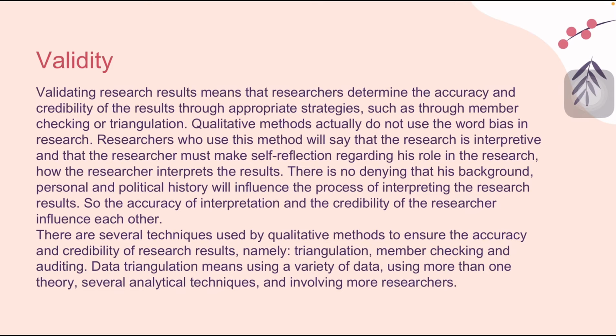There is no denying that his background, personal, and political history will influence the process of interpreting and the research result. So, the accuracy of interpretation and the credibility of the researcher influence each other. There are several techniques used by qualitative methods to ensure the accuracy and credibility of research results, namely triangulation, member checking, and auditing. Data triangulation means using a variety of data, using more than one theory, several analytical techniques, and involving more researchers.